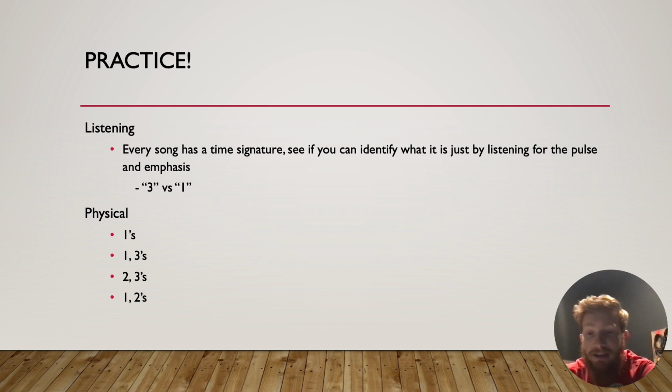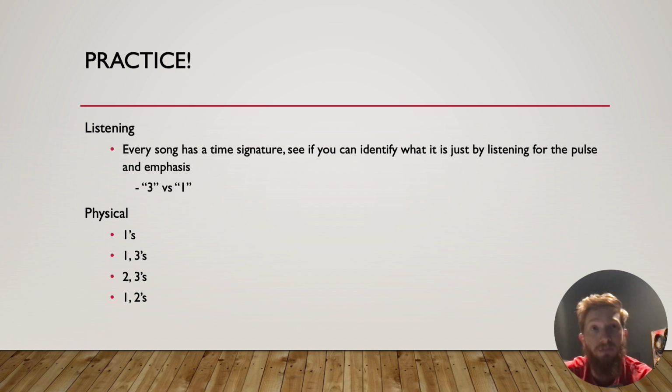Now, when you're applying that to actual music or your instruments, a physical way to practice that is this exercise I have laid out right here: 1s, 1 3s, 2 3s, 1 2s. So you're going to put on a beat or a metronome. Let me pull up my metronome right here. I'm going to slow it back down to about 100 beats per minute.